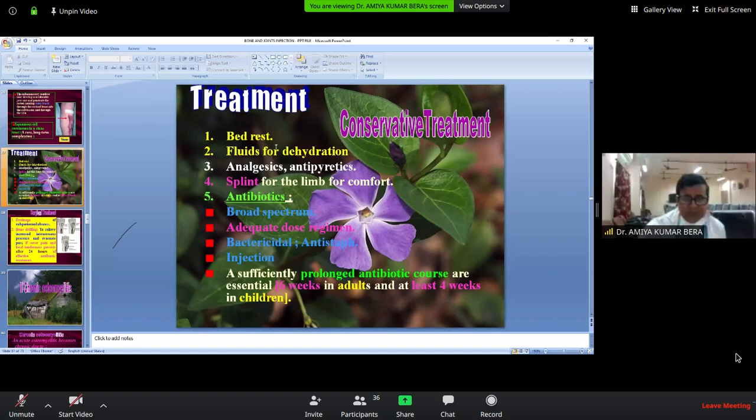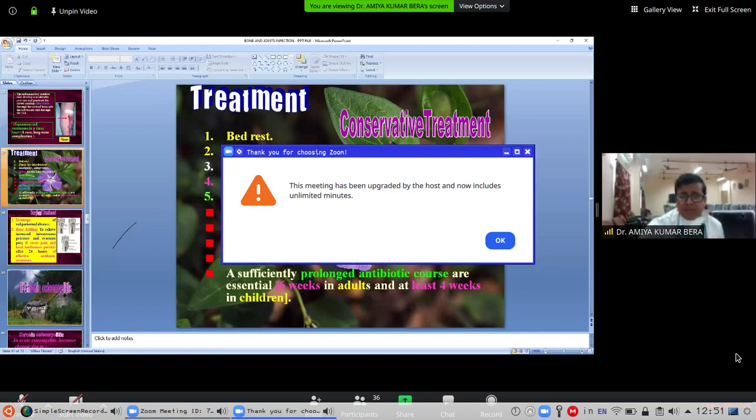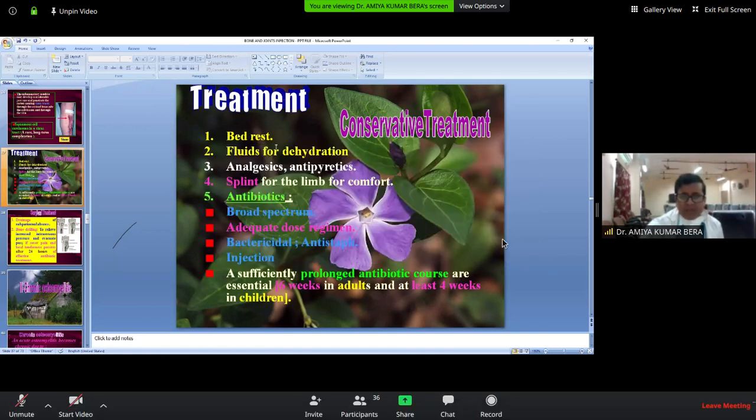Whether broad spectrum or narrow spectrum antibiotics, there is a controversy. When to start? How to start? Which is best? These are the questions which are put forward. The antibiotic should be started at the earliest, but always, whenever possible, you collect the sample for CS, culture and sensitivity, so that you can identify the organism, either by blood culture or the aspirated material sent for CS.